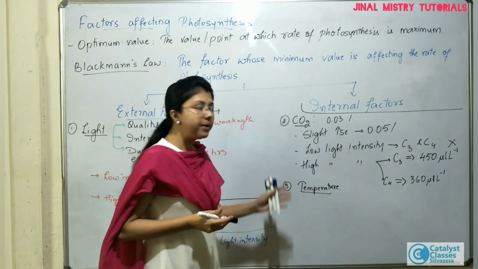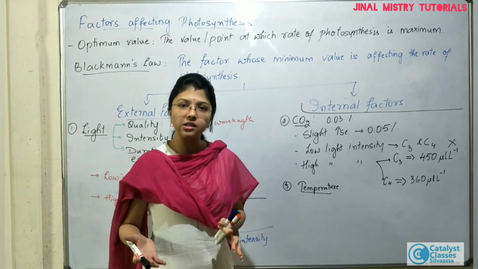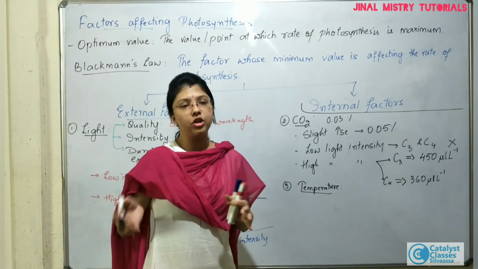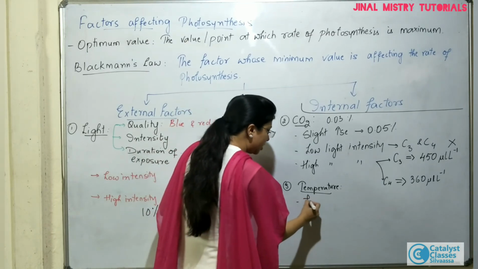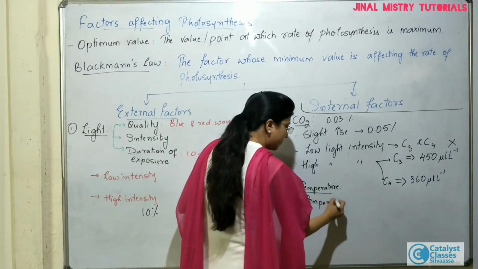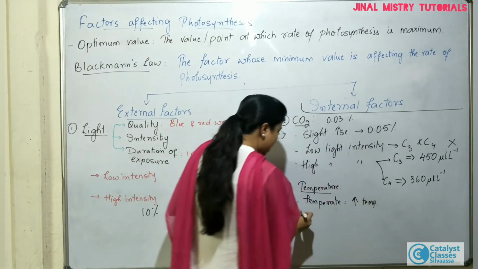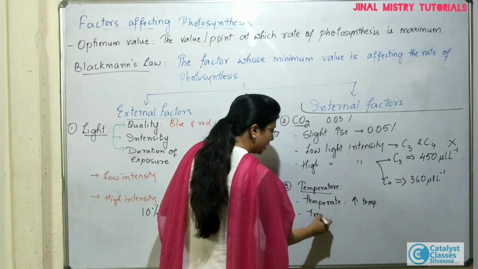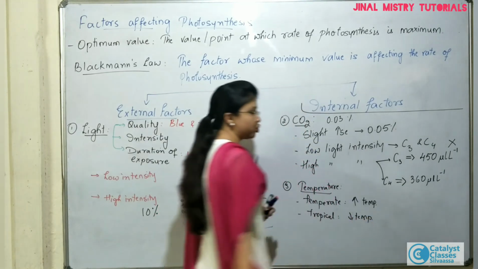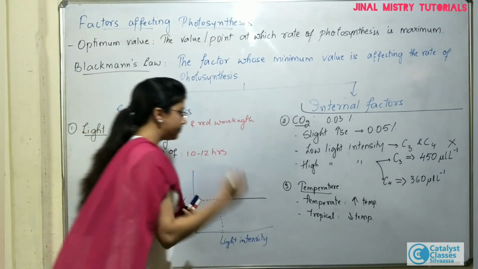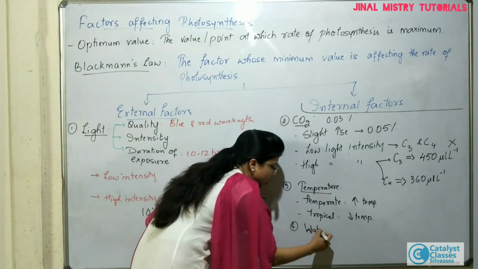Now again, depending upon what kind of environment or habitat the plants are found in, the optimum temperature may vary. For example, plants found in the temperate region require higher temperature, whereas those found in the tropical regions require less temperature for photosynthesis to take place. The last external factor which affects the rate of photosynthesis is water.